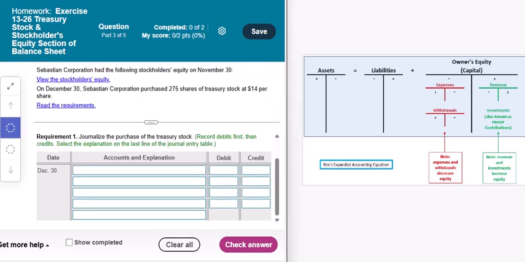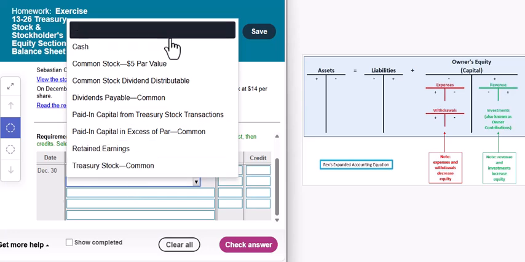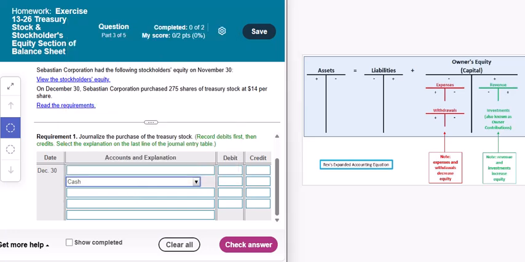All right, since we are purchasing treasury stock, which way is cash going? Is cash going up or cash going down? In this case, cash is going to go down, and we have to list debits first. So since cash is going down with a credit, I'm going to skip the first line. We'll input cash here, because it's usually easier for students to understand.